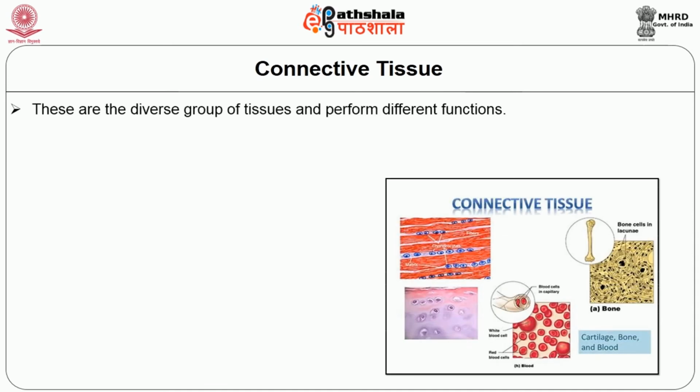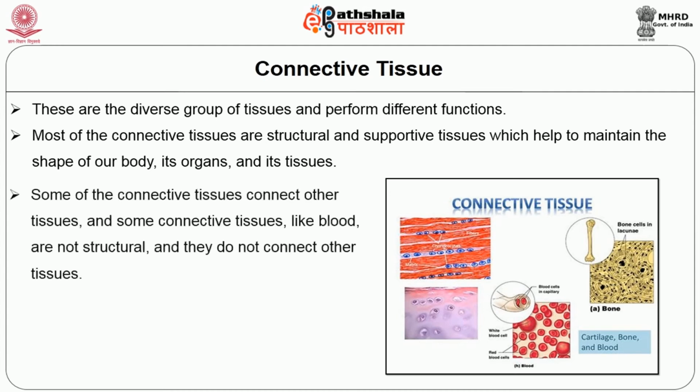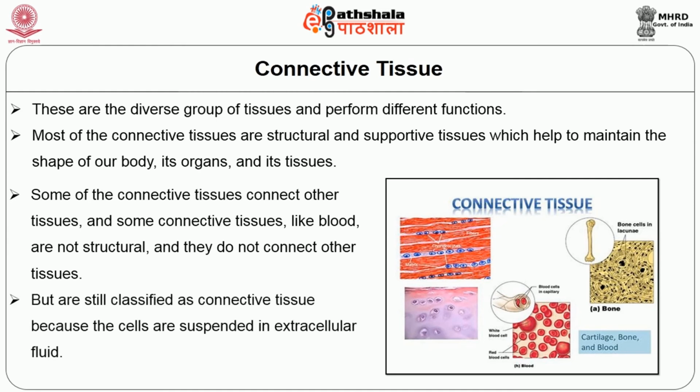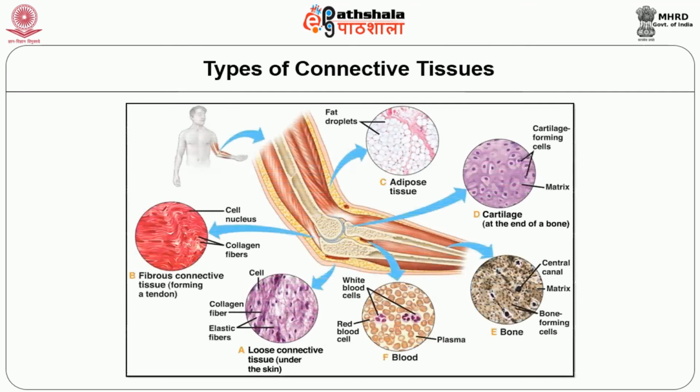Connective tissues are a diverse group of tissues and perform different functions. Most of the connective tissues are structural and supportive tissues which help to maintain the shape of our body, its organs and its tissues. Some connective tissues connect our tissues, and some connective tissues like blood are not structural and do not connect other tissues, but are still classified as connective tissue because the cells are suspended in extracellular fluid. Now let me explain different types of connective tissues.